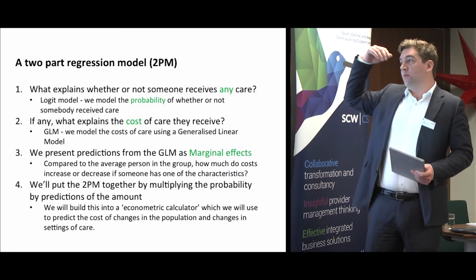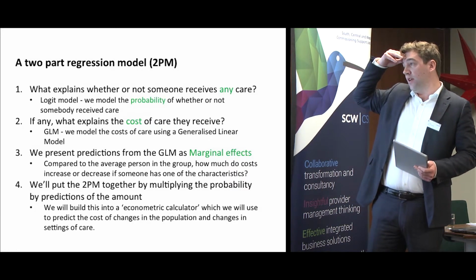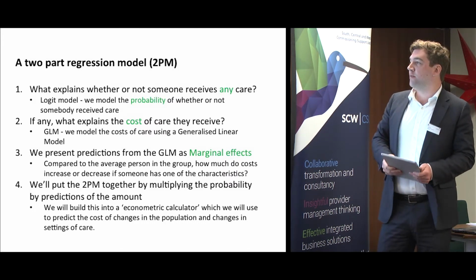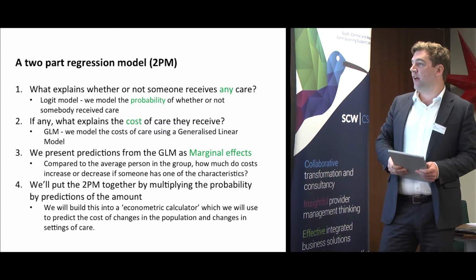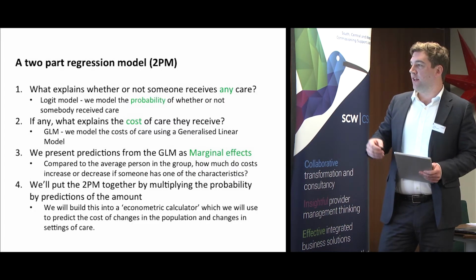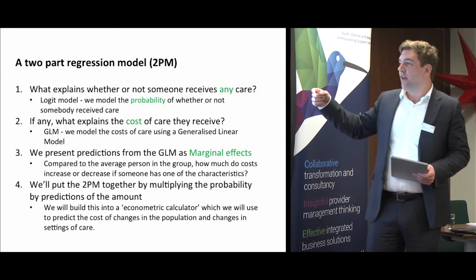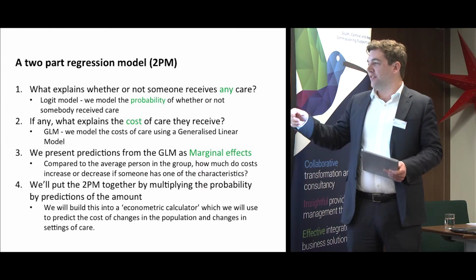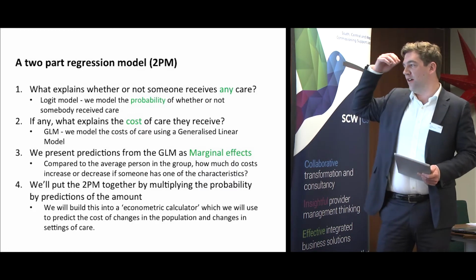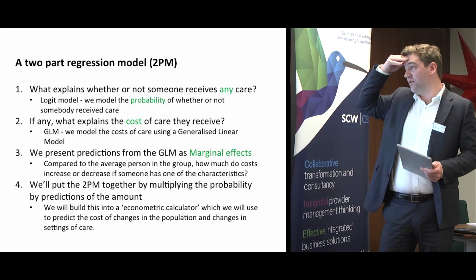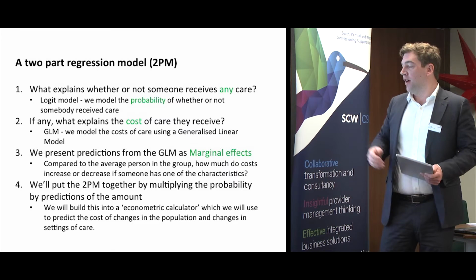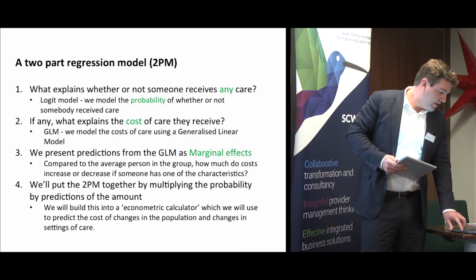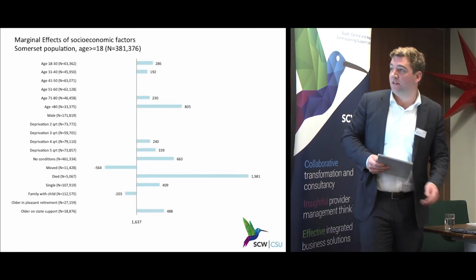So it's a two-part linear regression model. Firstly, it explains whether or not someone receives any care. Secondly, if they receive care, it explains what the cost of the care is. We then present it as, I think it's a generalised linear model, as marginal effects. I think if I get onto this slide here, this visualises it much better.